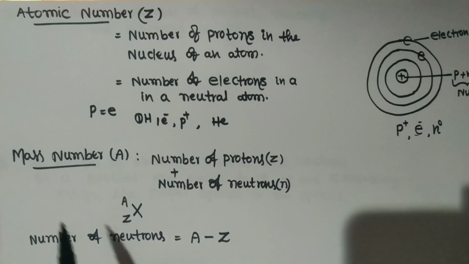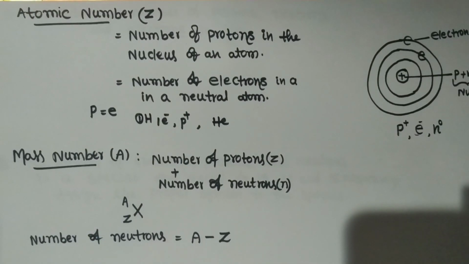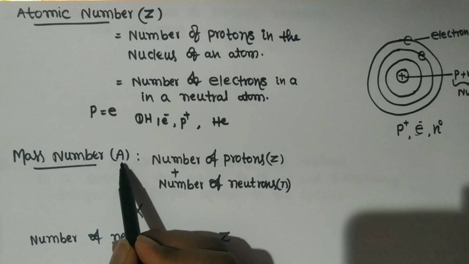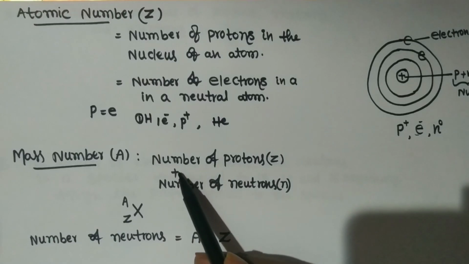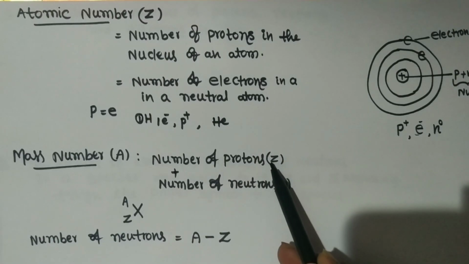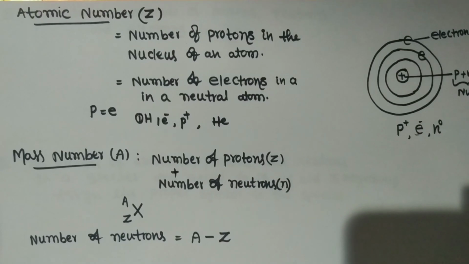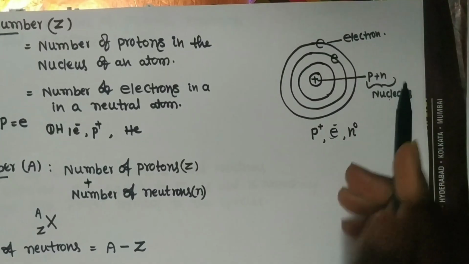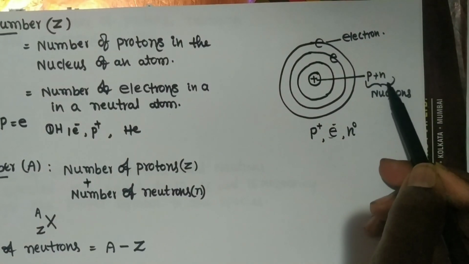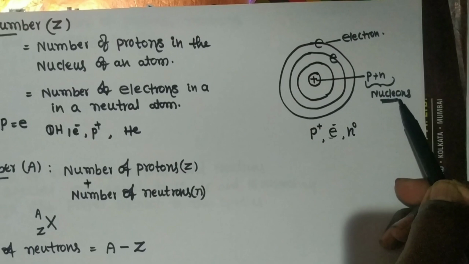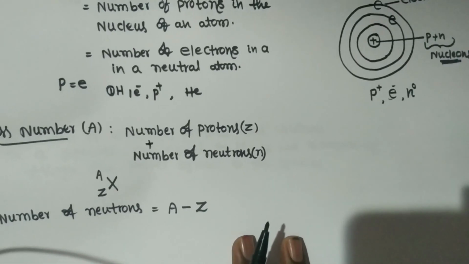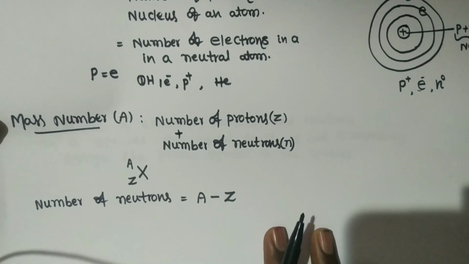Next, we will see mass number. Mass number is represented with capital A. What is mass number? It is the sum of the number of protons and the number of neutrons. In other words, we can say nucleons. Already we discussed that protons plus neutrons are commonly called nucleons. So the number of nucleons is also called mass number or atomic mass number.